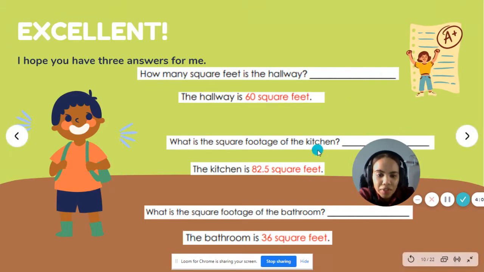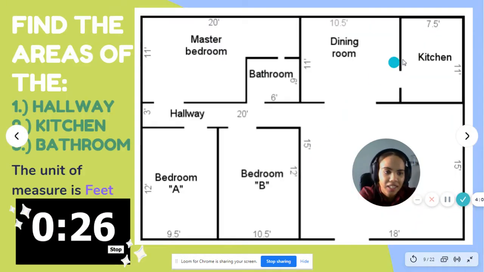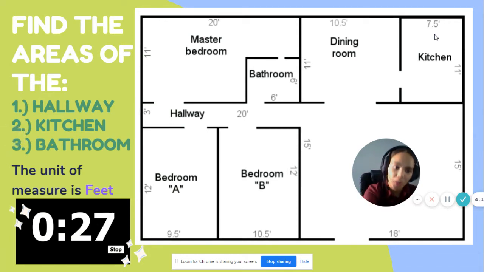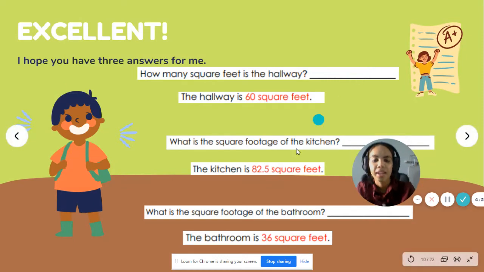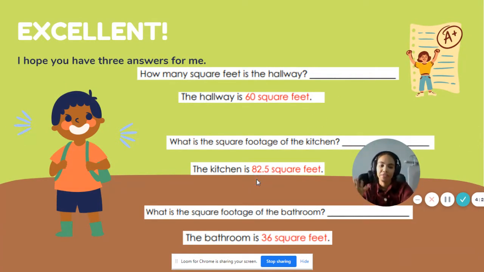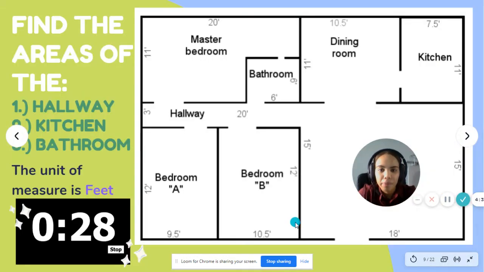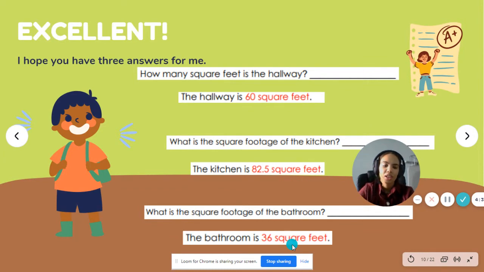What is the square footage of the kitchen? The kitchen is 11 feet times 7.5 feet. You know how to multiply decimals. If there's one decimal in the question, there should be one decimal in the answer. Final answer is 82.5 square feet. Next, what is the square footage of the bathroom? 6 feet times 6 feet is 36 square feet.